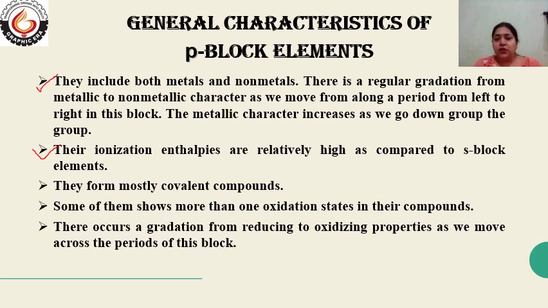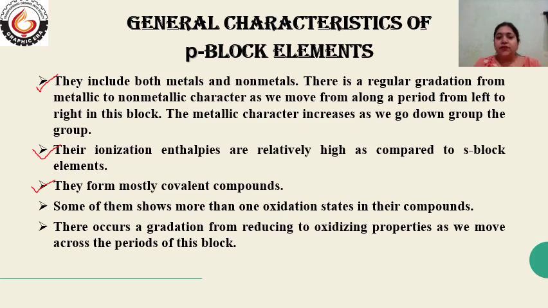They form mostly covalent bonds. Obviously if ionization enthalpies are higher, then they will prefer to form covalent compounds, not ionic compounds, because for an ionic compound it is required to remove an electron, but in a covalent compound the sharing of electrons takes place. So if the ionization enthalpy is high, that means removal of an electron is difficult. In that case the probability of forming a covalent bond is more common.